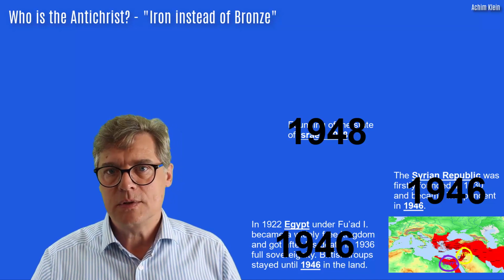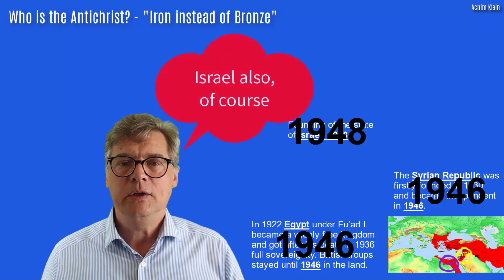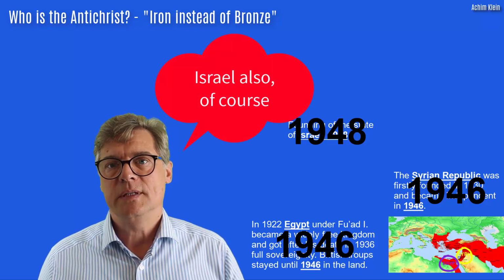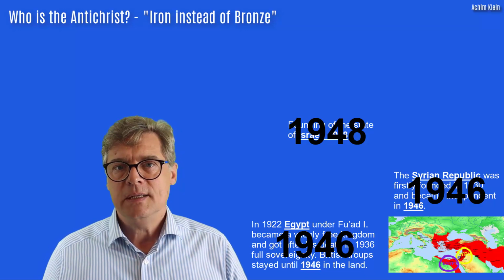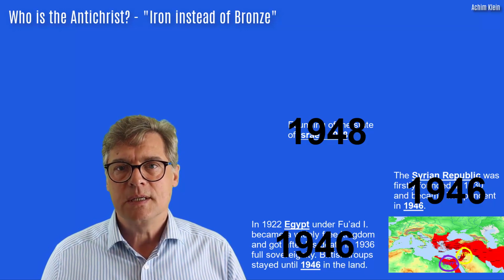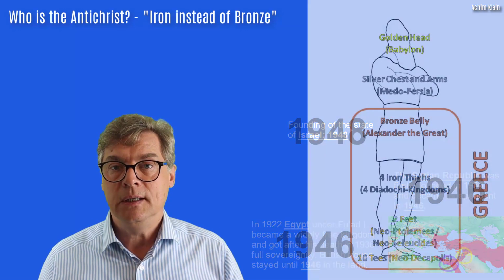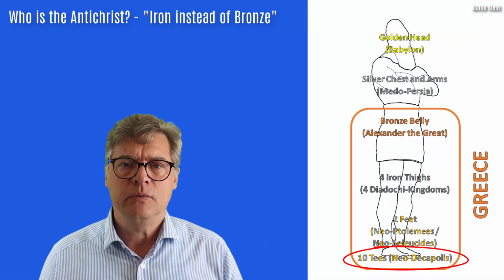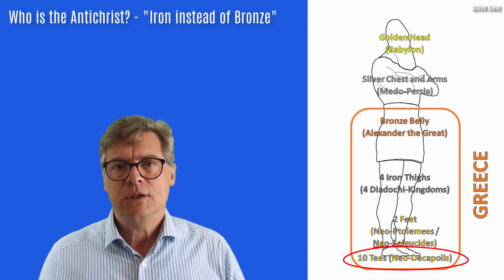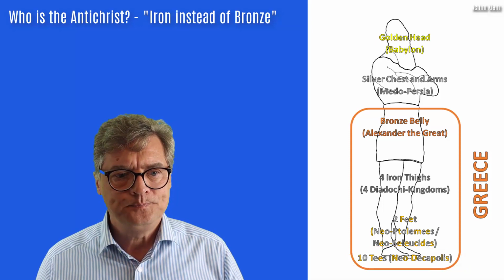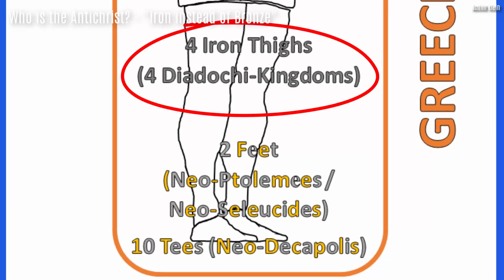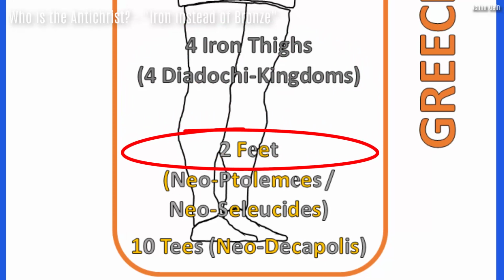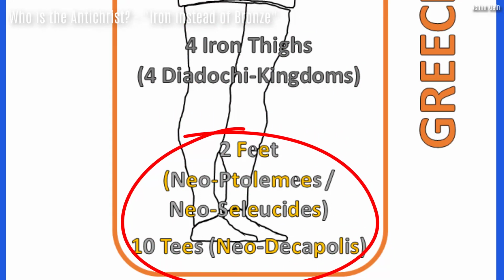Egypt, of course, is thousands of years old, but the present state of Egypt is about 70 years old, and so is Syria. These both will rise again in the end times. And also will come this 10-horned empire in the end times, the Neo-Decapolis. And then the statue is complete. This is the reason why these 4 thighs are made of iron, and the 2 feet are made of iron too. But the feet and the toes are mixed with clay in the end times.